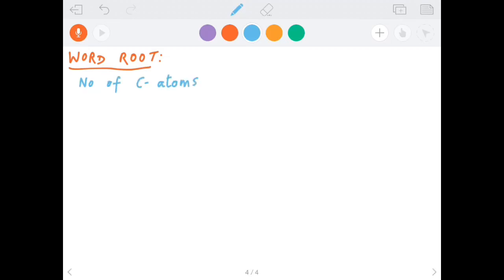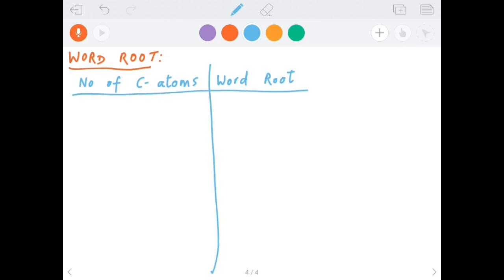So to help you understand how the word root is going to look like, I'm going to make two columns for you. One to indicate the total number of carbon atoms in the longest chain, and the second to indicate the word root. So I'm just going to quickly list down the number of carbon atoms from 1 to 10. You could also stretch this beyond 10, but to restrict it to our study within the syllabus, we're going to keep it to 10. If it is 1, the word root is going to be meth.